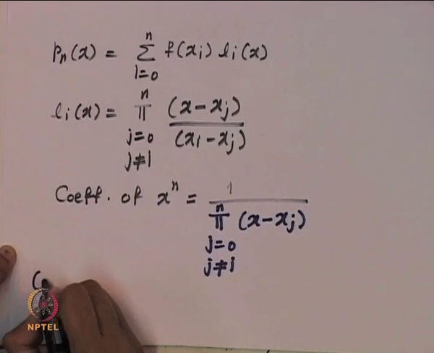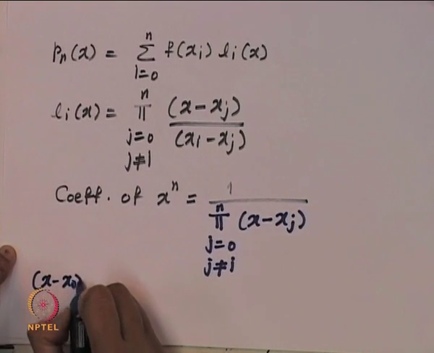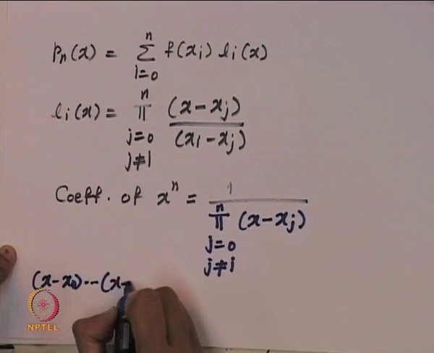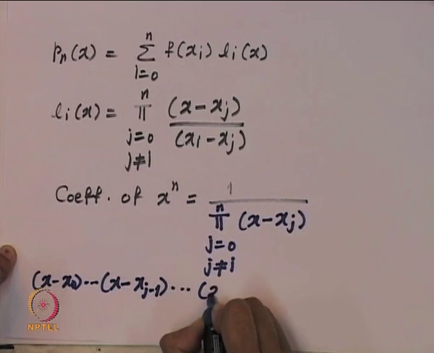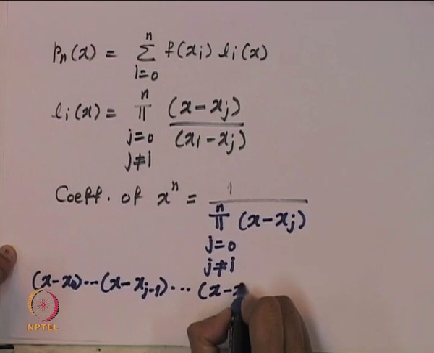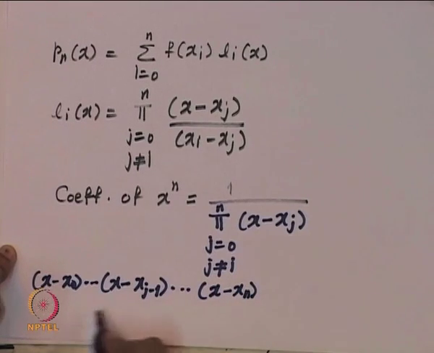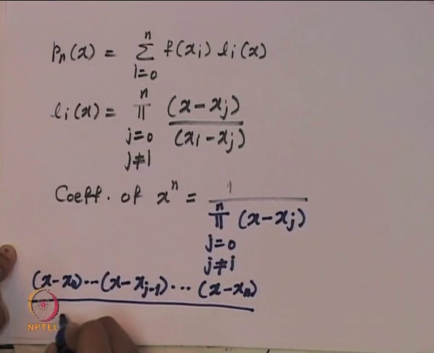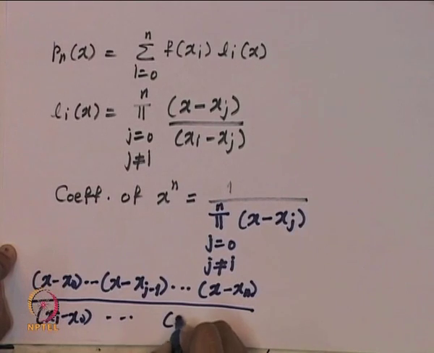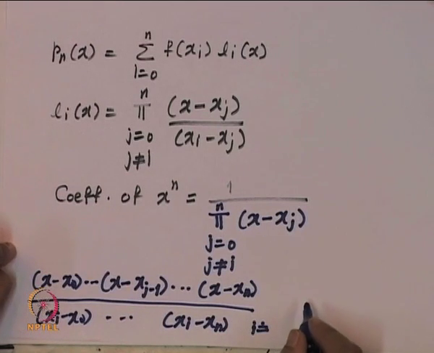When we consider x minus x 0, x minus x j minus 1 and then x minus x n, and divided by this, x i minus x 0 up to x i minus x n, except the term that j not equal to i, one term is missing.